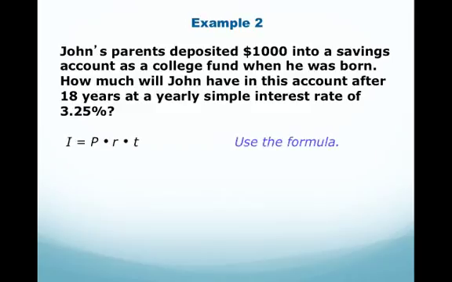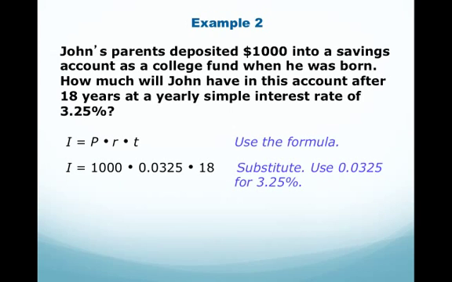The formula is I equals P times R times T. So we're going to solve for the interest after 18 years. So we're solving for I. The principal is how much he deposited, which is $1,000. The rate is 3.25%. And the time is 18 years.